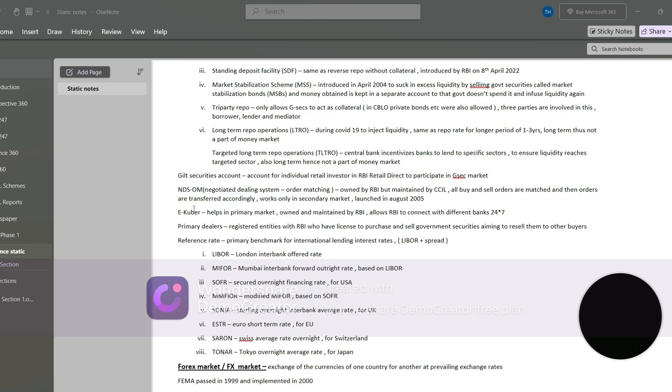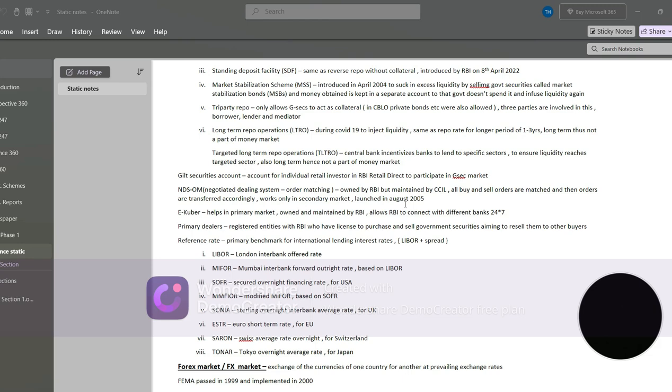Now, eCuber actually helps in the primary market, and it is also owned and maintained by RBI. Earlier, the NDS was owned by RBI but maintained by CCIL, but eCuber is owned and maintained by RBI, and this allows RBI to connect with different banks 24 into 7.